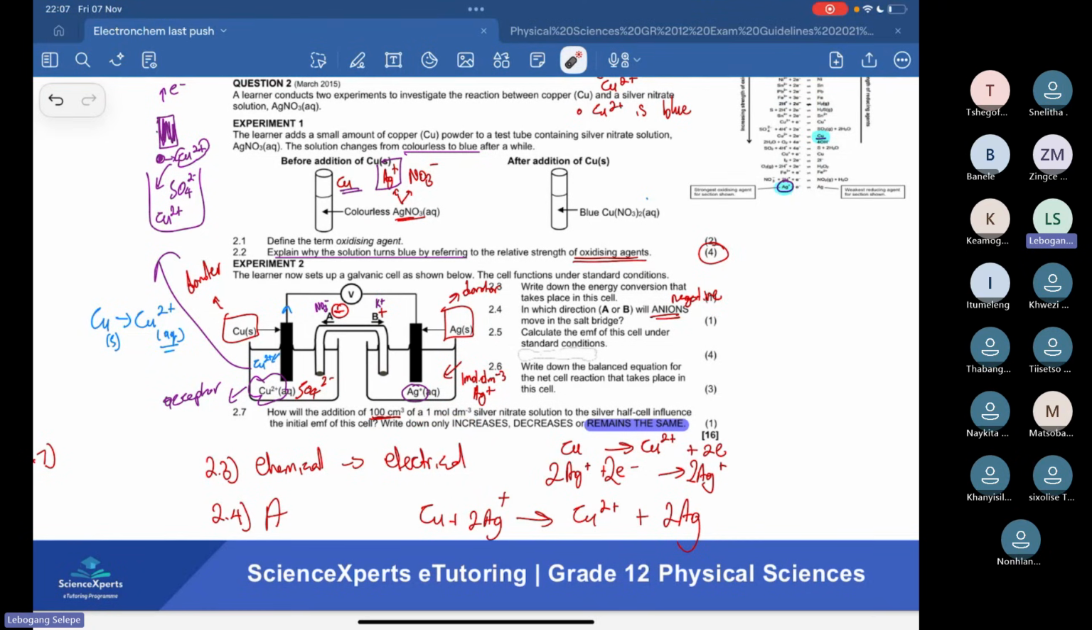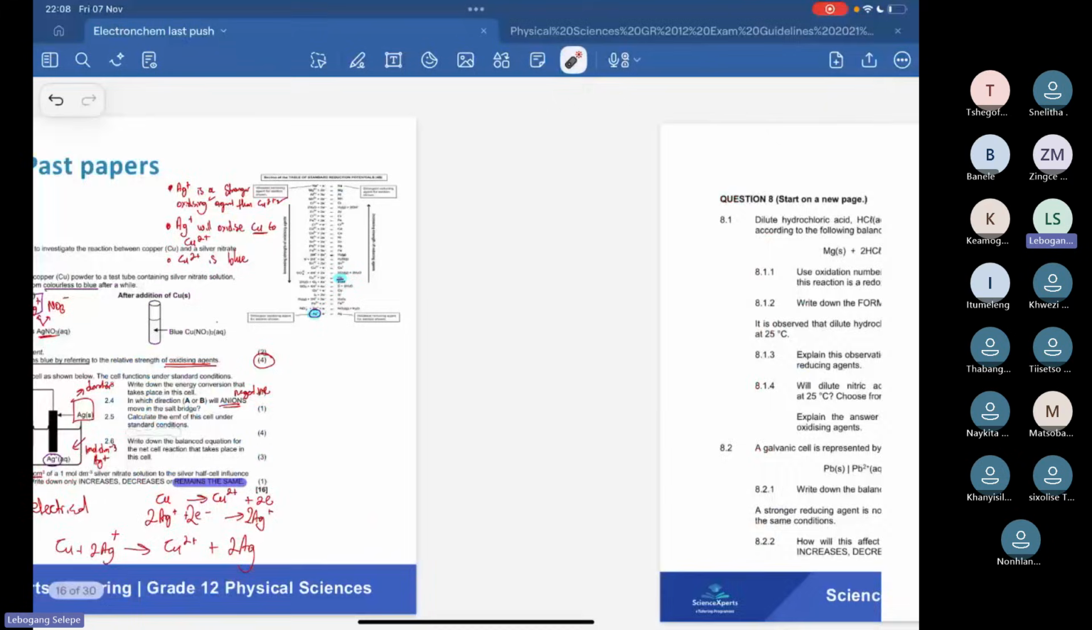Even at the first, it was still 1 mol per dm³. So me adding more 1 mol per dm³ does not change the concentration. So the concentration of Ag+ remains unchanged. Therefore, it doesn't affect the EMF, right? As long as I did not tamper with the concentration, it's still going to be the same. I only increased the volume, but the concentration is still 1. Do you guys get it? Yes, sir. Okay, then let's pass.